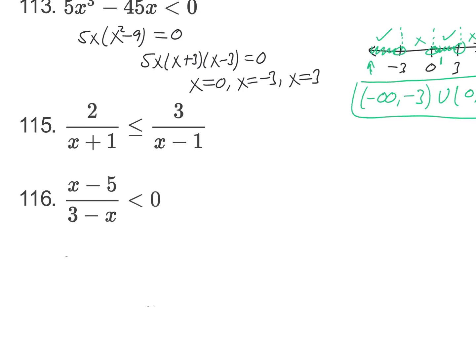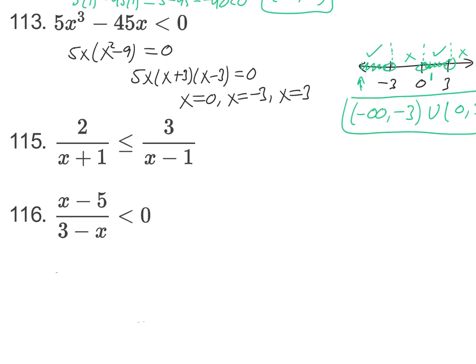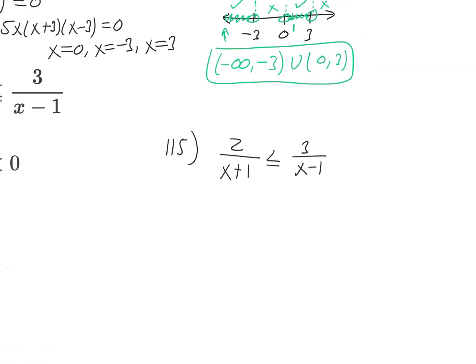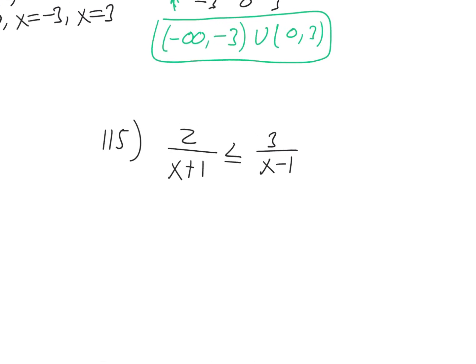And then we'll finish with these two. All right, so I'll do 115 and 116. With 115, I'll actually write that to the side over here. With rational inequalities, I want 0 on one side of the inequality, and then I want a singular fraction on the other.